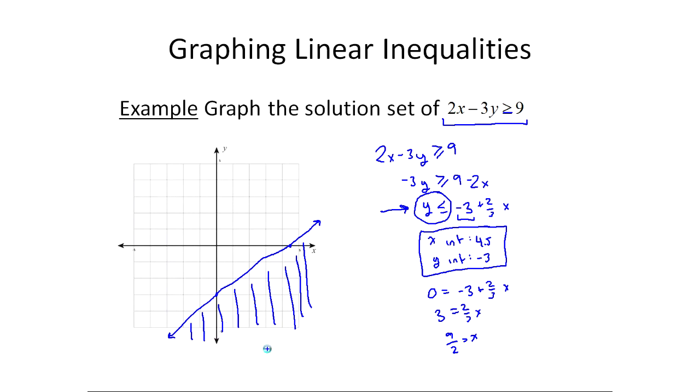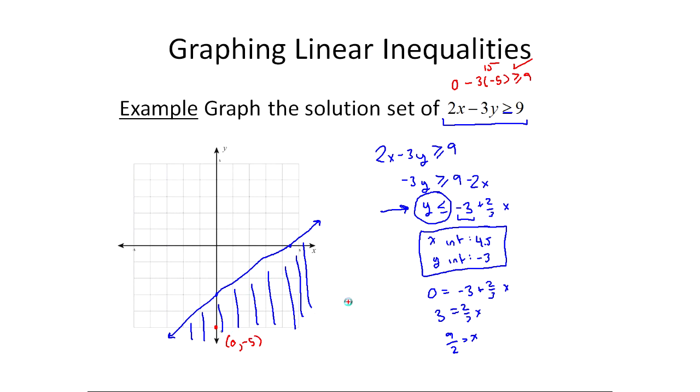You can pick any point. To prove that to you, we'll pick a random point, an easy one to work with. So here's negative 5. This is the point (0, negative 5). If I plug this into the inequality, I should get a true result. So this would be 0 minus 3 times negative 5 is greater than or equal to 9. That's true, right? Because this is positive 15. So check, that's true. And again, any value you pick down here will make that inequality true.